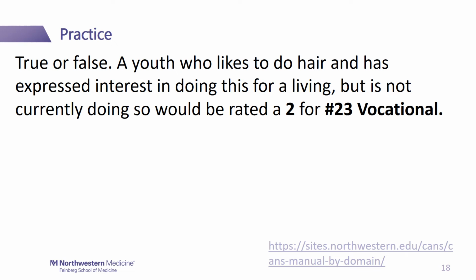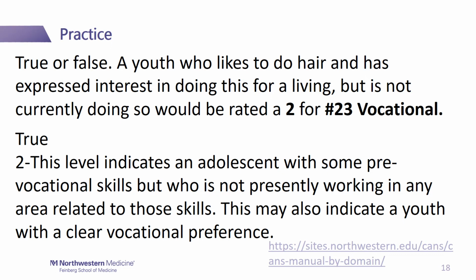True or false? A youth who likes to do hair and has expressed interest in doing this for a living, but is not currently doing so, would be rated a 2 for number 23, vocational. The preferred answer would be true. If we look at a 2 on this item, this level indicates an adolescent with some pre-vocational skills, but who is not presently working in any area related to those skills. This may also indicate a youth with a clear vocational preference.